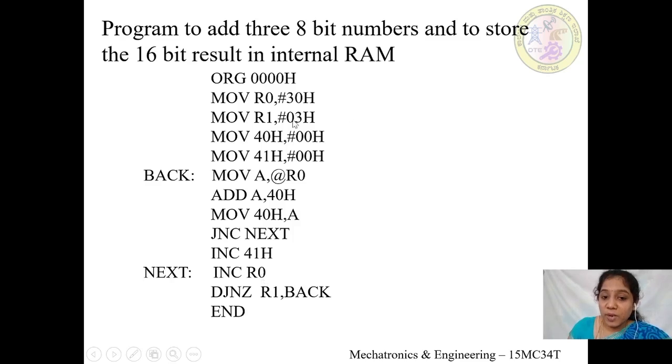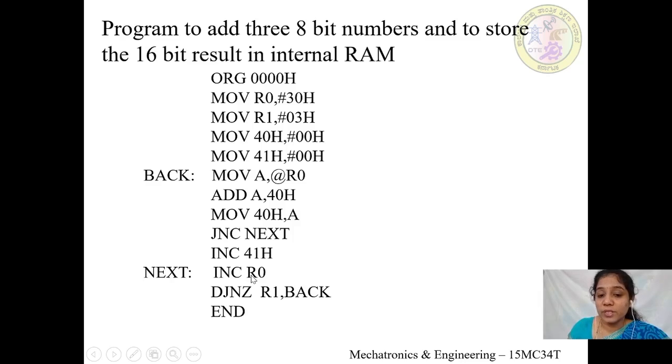Again, we have to decrement the count because we have performed the next addition, and then the loop again goes back. So again, the new data will be taken into the accumulator and added with the previous result, and now the data will be stored and again checked for carry. If there is a carry, then it increments the 41H memory location. Otherwise, it skips this incrementation and goes on to INC R0.